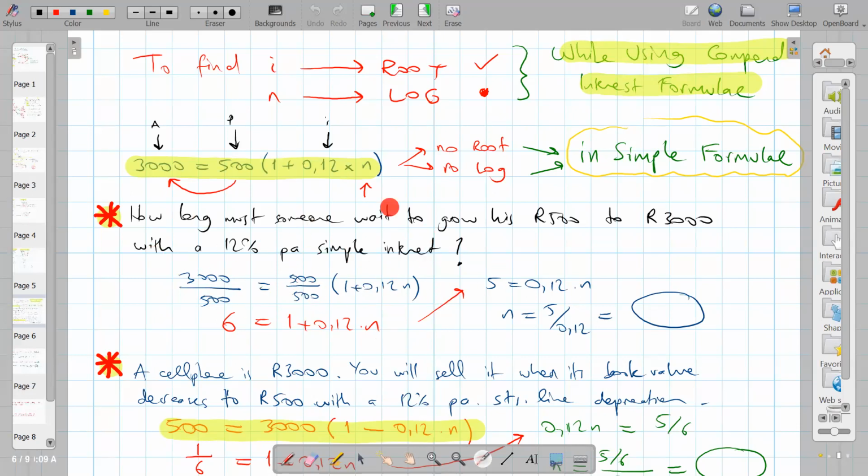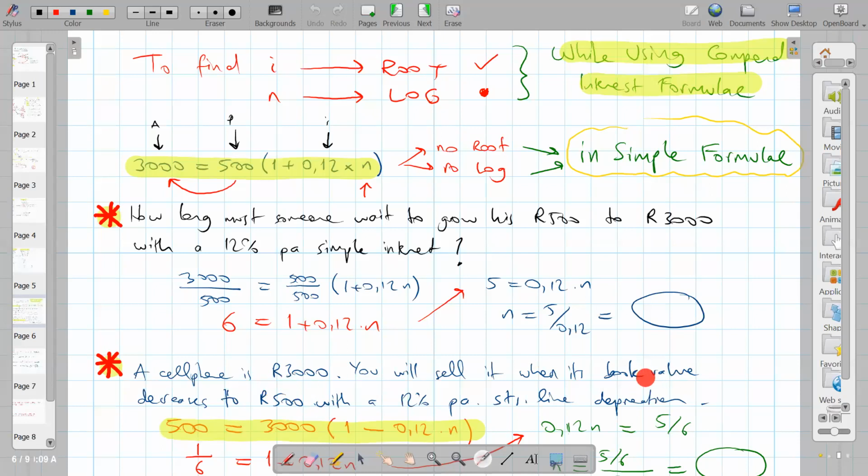As you see, we are not going to use a root or a log, because it's simple interest, a simple formula. It is simple, easy. Straight line depreciation is again an easy one. So the next example was a straight line depreciation. In this case, you have something worth 3,000 rand, and you are going to sell it when it gets down to 500 rand. So how long can you use that cell phone?